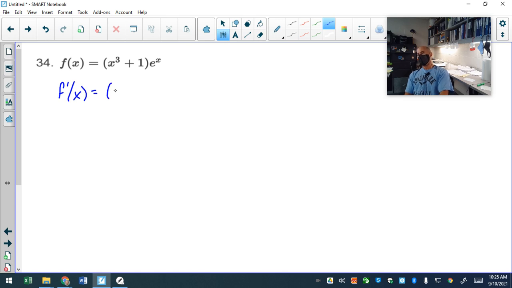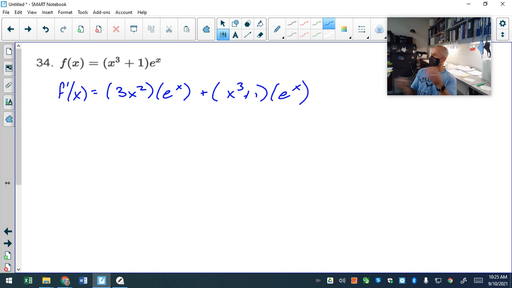So derivative of x cubed is 3x squared. We will leave e to the x alone, plus leave the first one alone, x cubed plus 1, and the derivative of e to the x is just e to the x. So there's our first derivative. Did we hammer that one out okay? Good. What about the second derivative? What do you see?